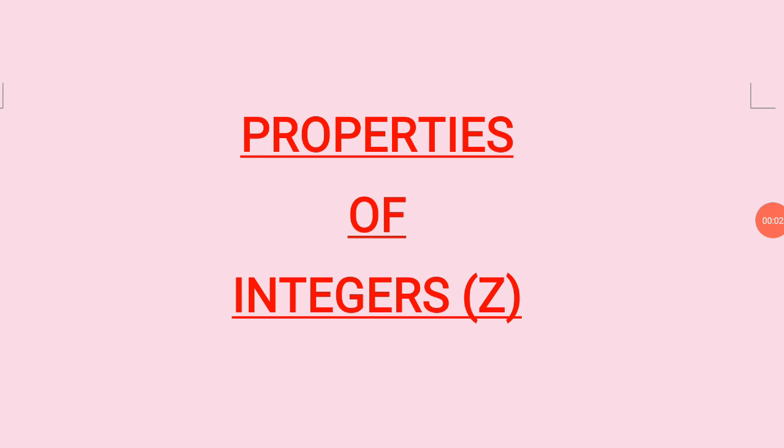Hello children, let us continue with the topic properties of integers of standard 7th chapter number 1, that is integers. We have already studied about three properties that were closure, commutative and associative property. Let us move to few more properties.